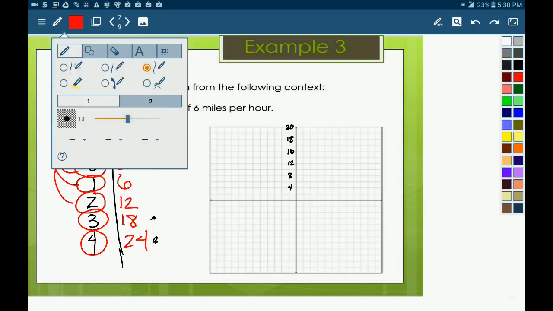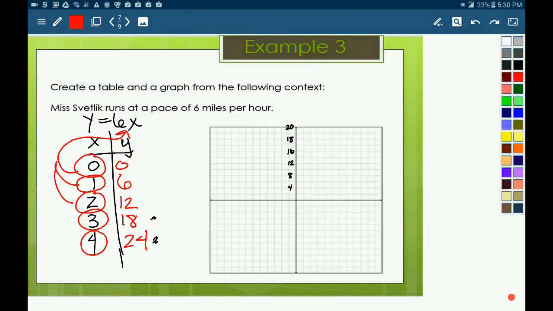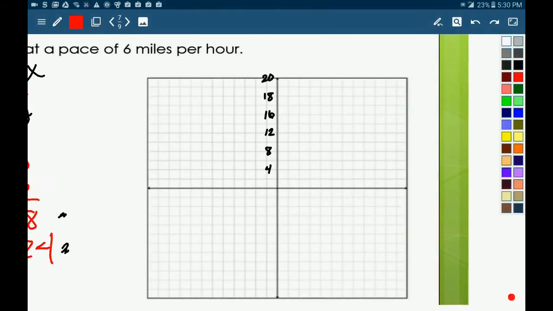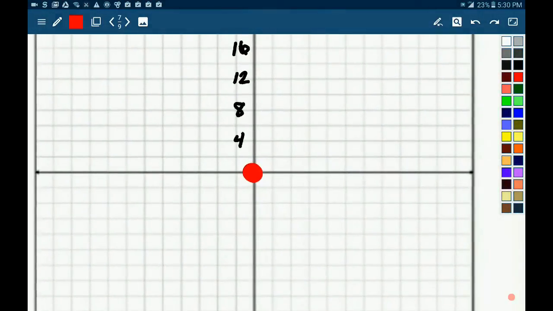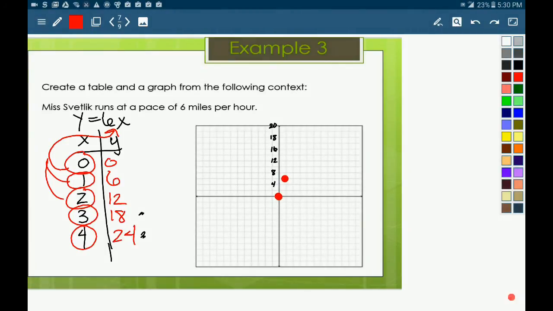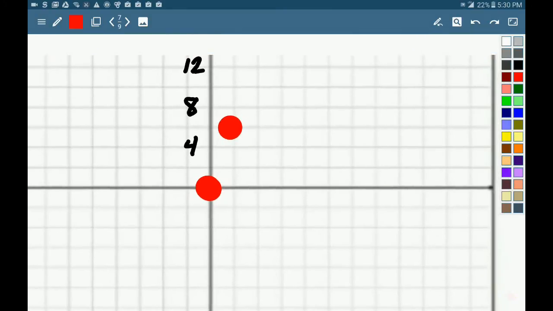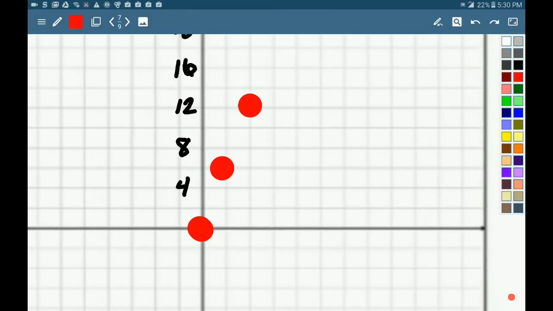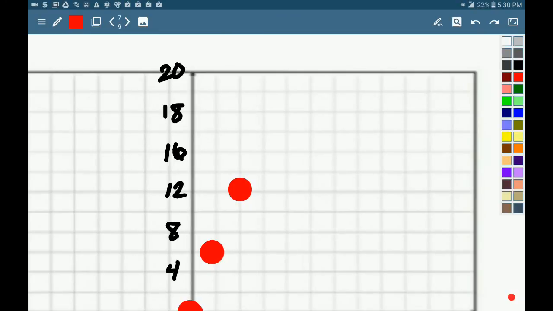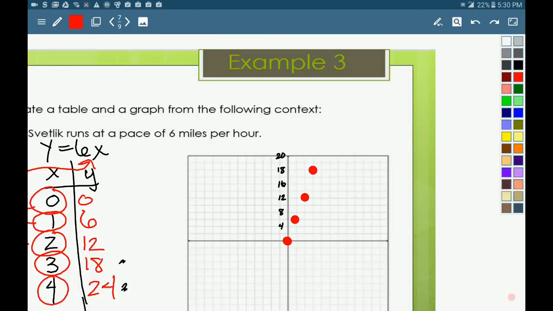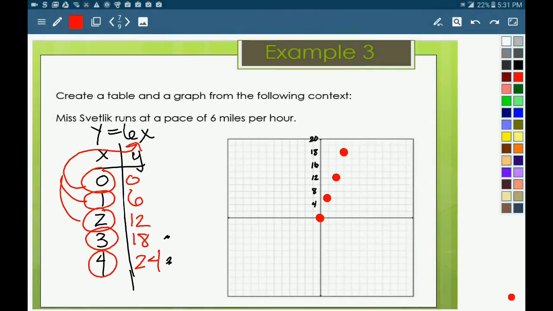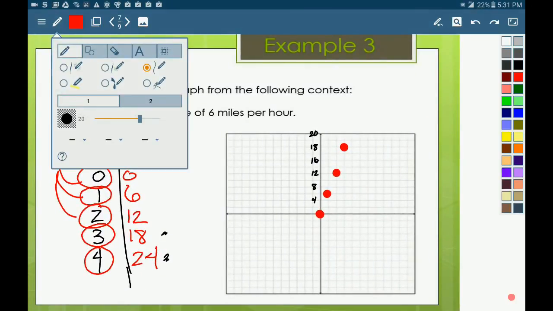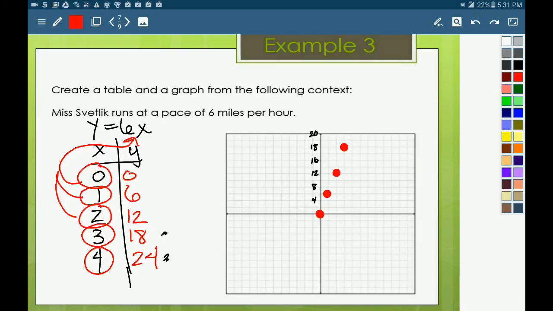So I'm going to get a little bit bigger here, change my color, and actually plot these down. So I have 0, 0, 1, 6, here's 0, 0, 1, 6. Let's see, we had 2, 12, and 3, 18. Okay, so there's our points. And I'm not perfect. They don't look like they're in a perfectly straight line, but that's because humans are imperfect and sometimes we're not going to be able to draw it very perfect.